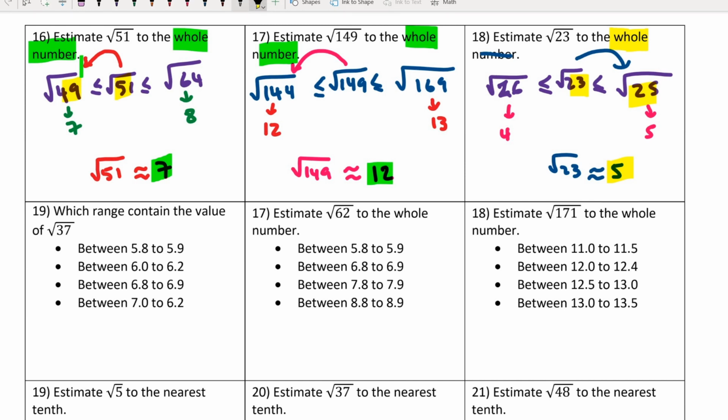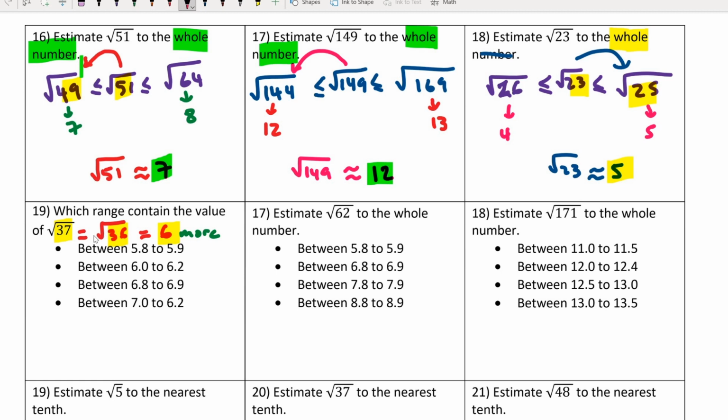Alright, similar to 16, 17, and 18, number 19 is a little bit different, but the same idea, same strategy. Which ring contains the value of square root of 37? So, what is the perfect square number near square root of 37? The answer is square root of 36, which will give you about 6. Square root of 37 is bigger than square root of 36, so that will give you a little bit more than 6.